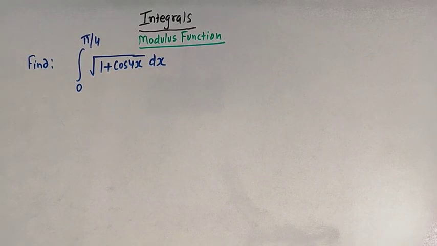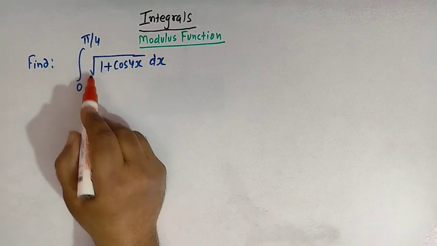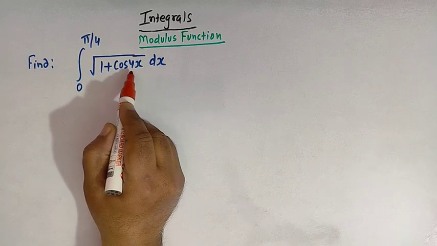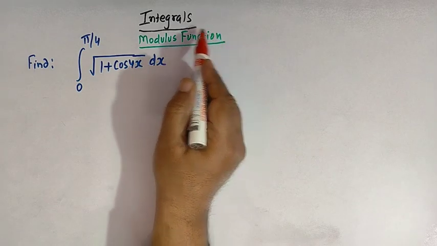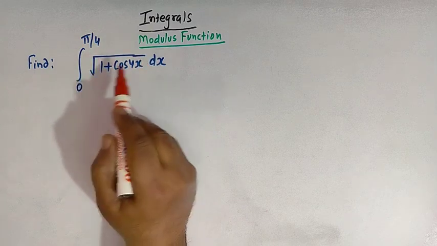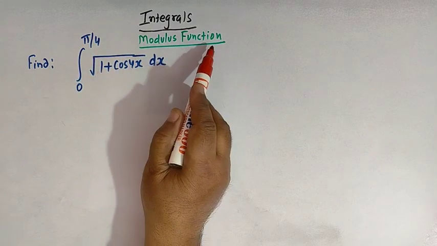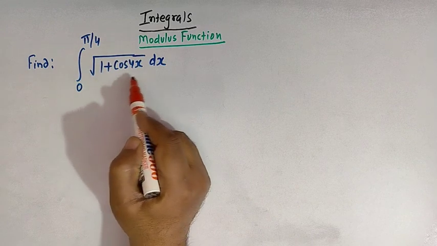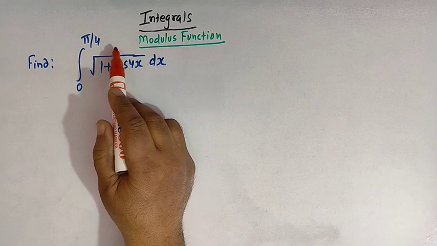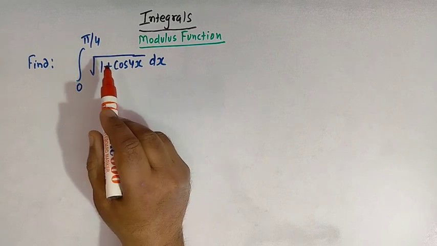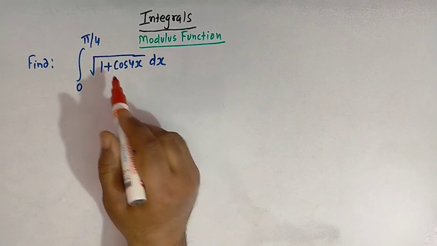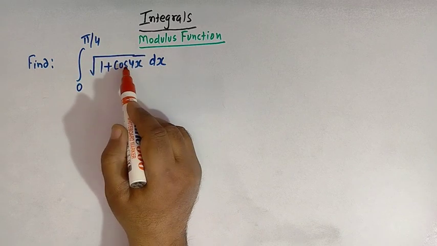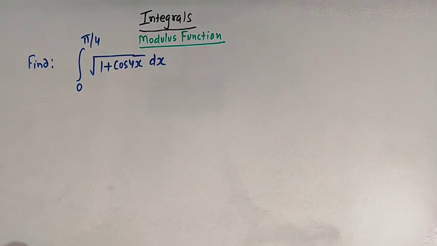Hello viewers, in today's class we are going to discuss one important problem from definite integrals, and here we have this integral from 0 to pi by 4 of the square root of 1 plus cosine 4x dx. So here we have written that we have to solve an integral involving the modulus function. We do not see the modulus function here, but when we simplify this integral, in the later stages we will see that the integrand reduces to the modulus function.